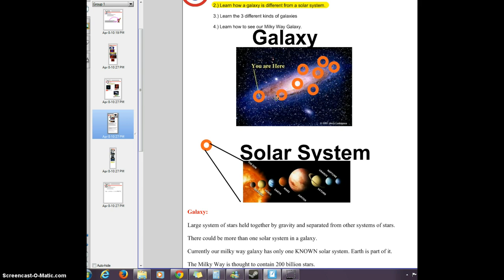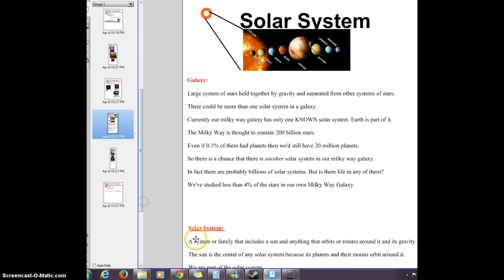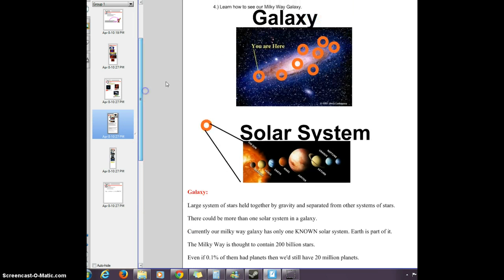Galaxies are larger. They're the large families of gas, dust, and stars. And a solar system is a system or family that includes a sun and anything that orbits or rotates around it and its gravity. So all of these solar systems you see here, there is some type of star there, and there's stuff that orbits around that star. Planets would be something, for example, that is in our solar system. So if each of these was a solar system, there would be a star with something that orbits around it.